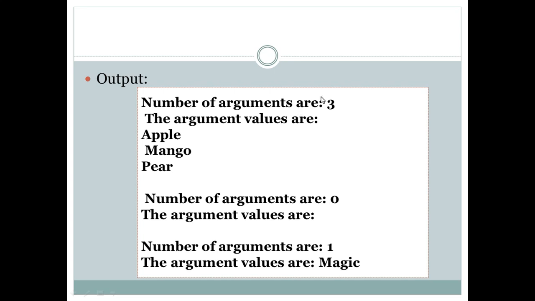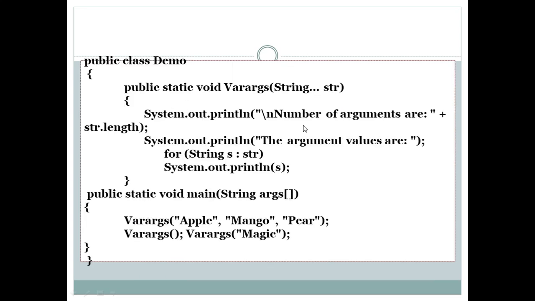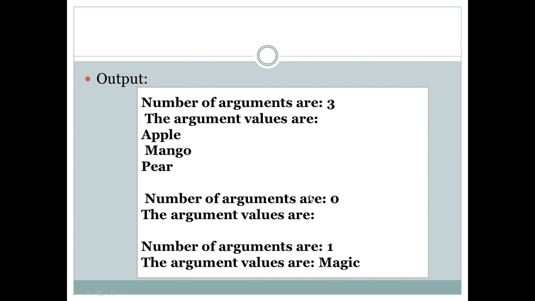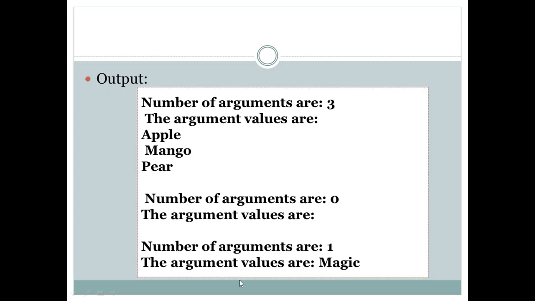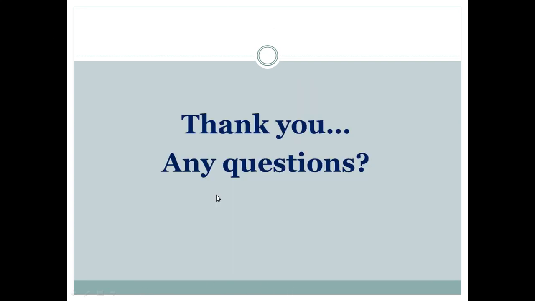Number of arguments are 3. First time, how many arguments are there? 1, 2, 3. Second time, nothing, so it shows here 0. And next time, I have magic. Right? So it shows that the number of arguments is 1 and the argument value is magic. So thank you. Any questions?